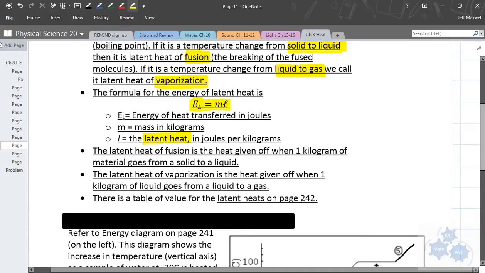Now what about a liquid freezing or fusing into a solid form? Would that make sense that it's the opposite? That it's giving off energy? And actually that's true. It gives off energy when it changes phase.